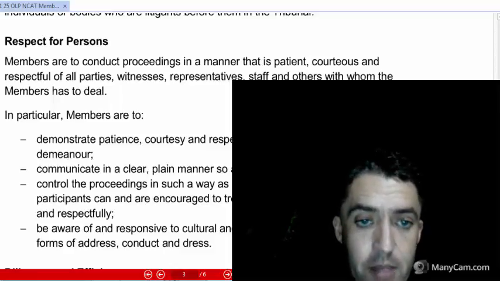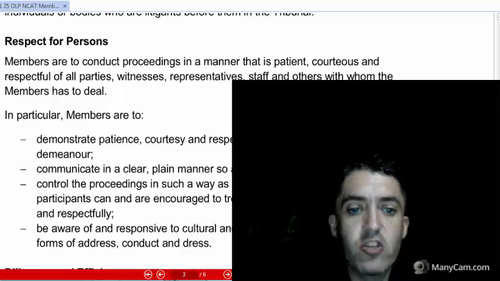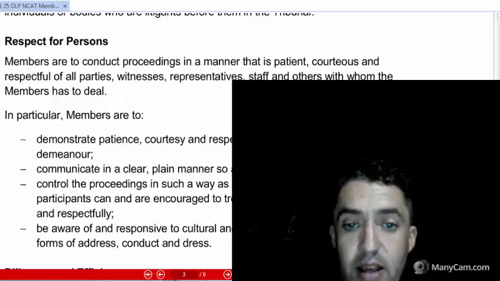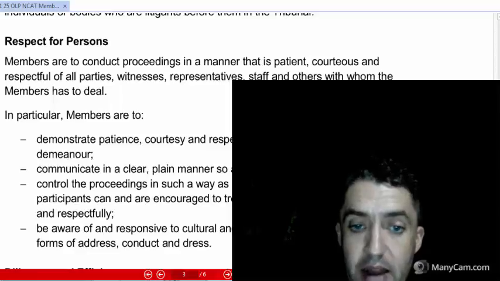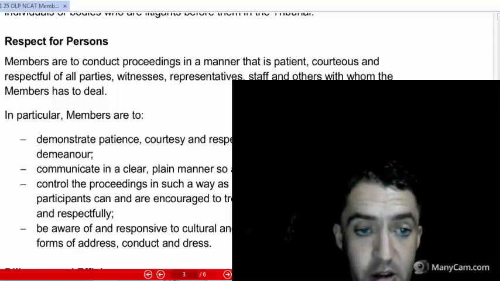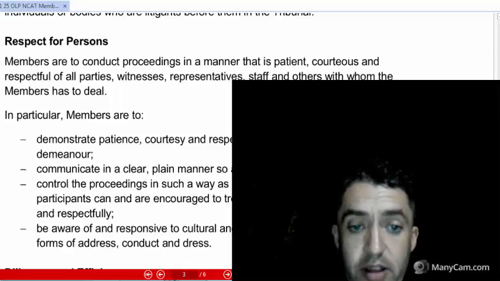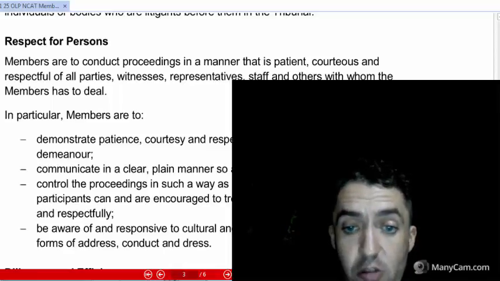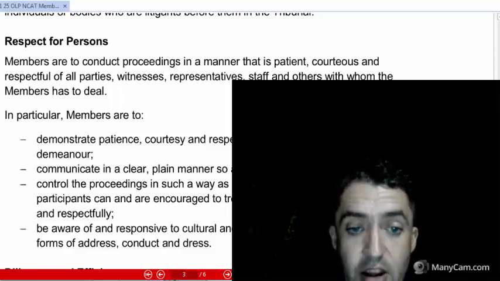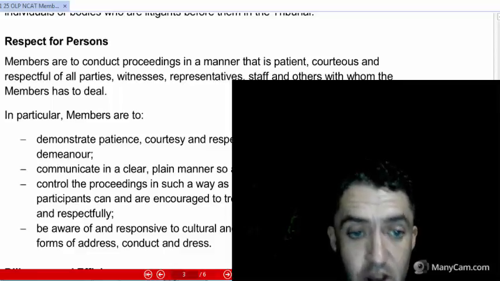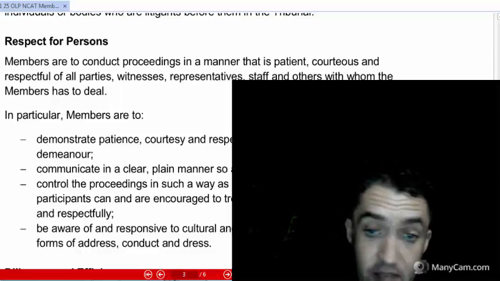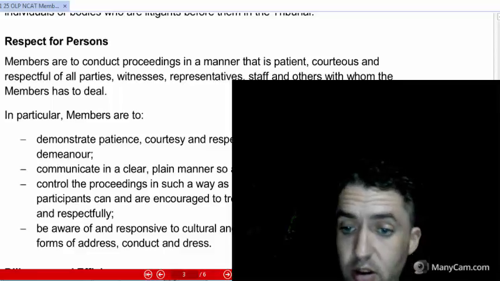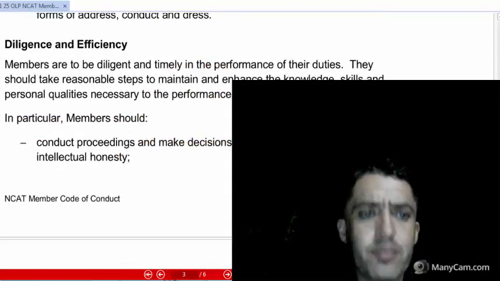In particular, members are to demonstrate patience, courtesy, and respect in their own conduct and demeanour. Communicate in a clear, plain manner so as to be understood by the parties. Control the proceedings in such a way as to create an environment in which participants can and are encouraged to treat other participants courteously and respectfully. Be aware of and responsive to cultural and other sensitivities in relation to forms of address, conduct, and dress.